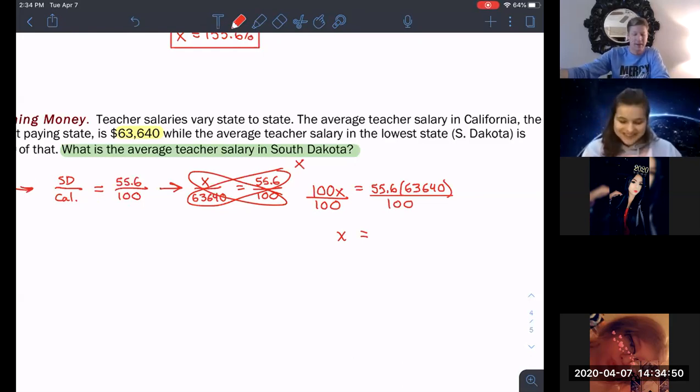Take your time, no rush. So I have to do 55.6 times 63,640. Mm-hmm. And then when you get that answer, you're going to divide that by 100.